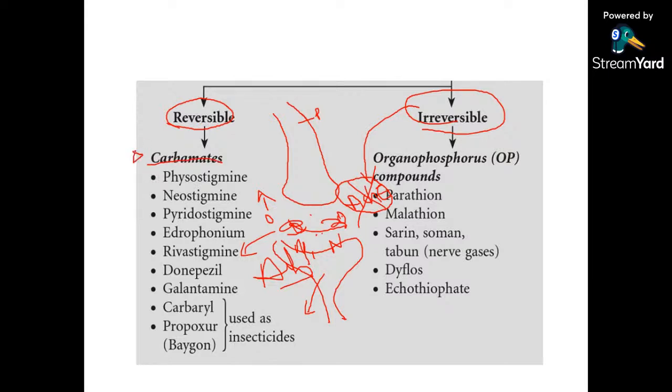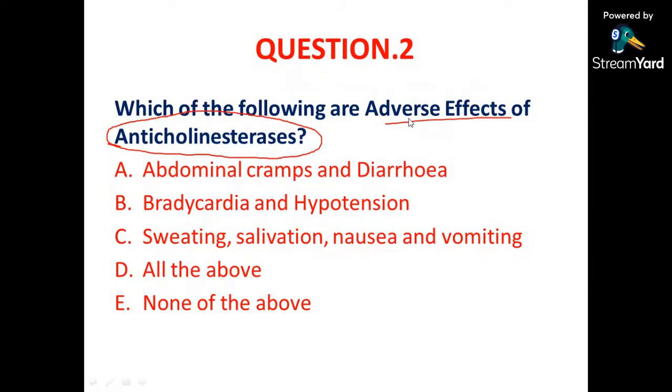These carbamates are very important in the hospitals. Clinically these carbamates have many actions. In that we have physostigmine, neostigmine, pyridostigmine, edrophonium, rivastigmine, donepezil, galantamine, carbaryl, propoxur. All these drugs are reversible acetylcholinesterase inhibitors. We also call them anticholinesterases.